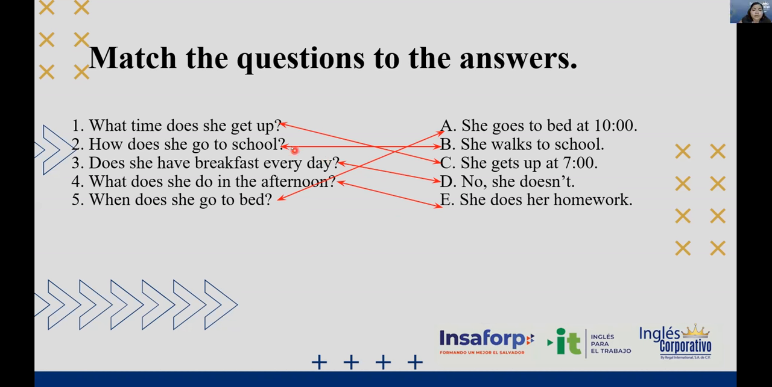Now I want you to repeat. Robinson, you repeat the questions with me. And Jorge, you repeat the answers. Okay? So let's start with Robinson. Repeat, please. Okay.